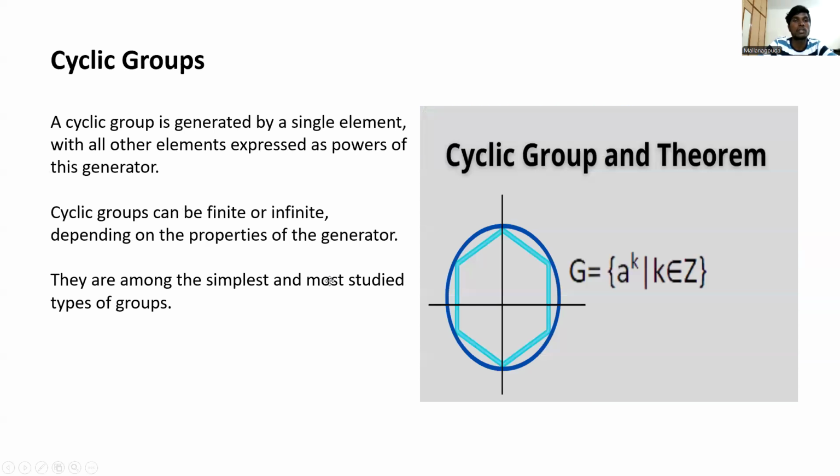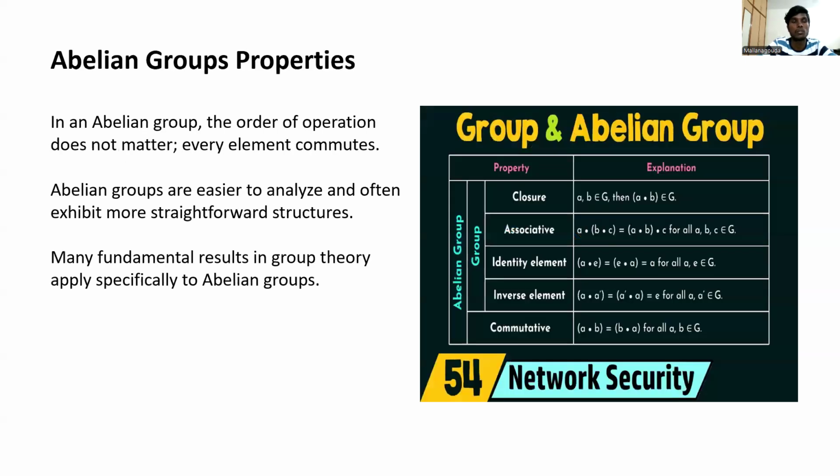Cyclic groups. A cyclic group is generated by a single element, with all other elements expressed as powers of this generator. Cyclic groups can be finite or infinite depending on the properties of the generator. They are among the simplest and most studied types of groups.